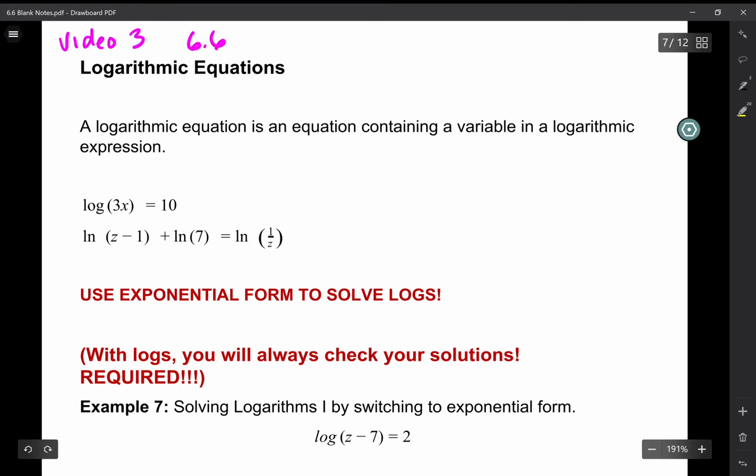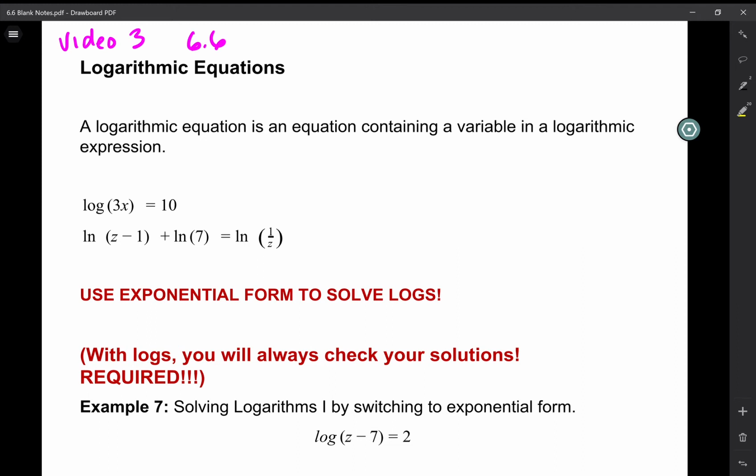Solving logarithmic equations now. A logarithmic equation is an equation where the variable is inside of a logarithm. So for example, log of 3x equals 10, or natural log of z minus 1 plus natural log of 7 equals natural log of 1 over z. The variables are inside the logarithms. Just like how we used logs to solve exponents, we're going to use exponential form to solve logs.